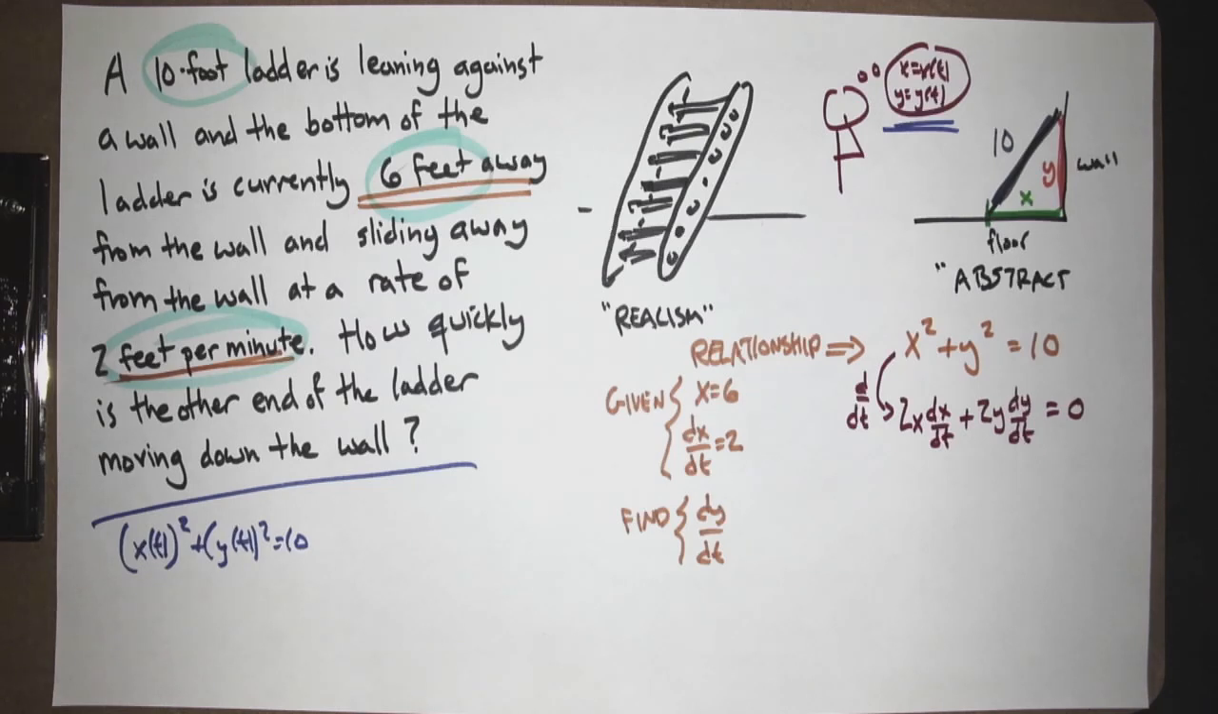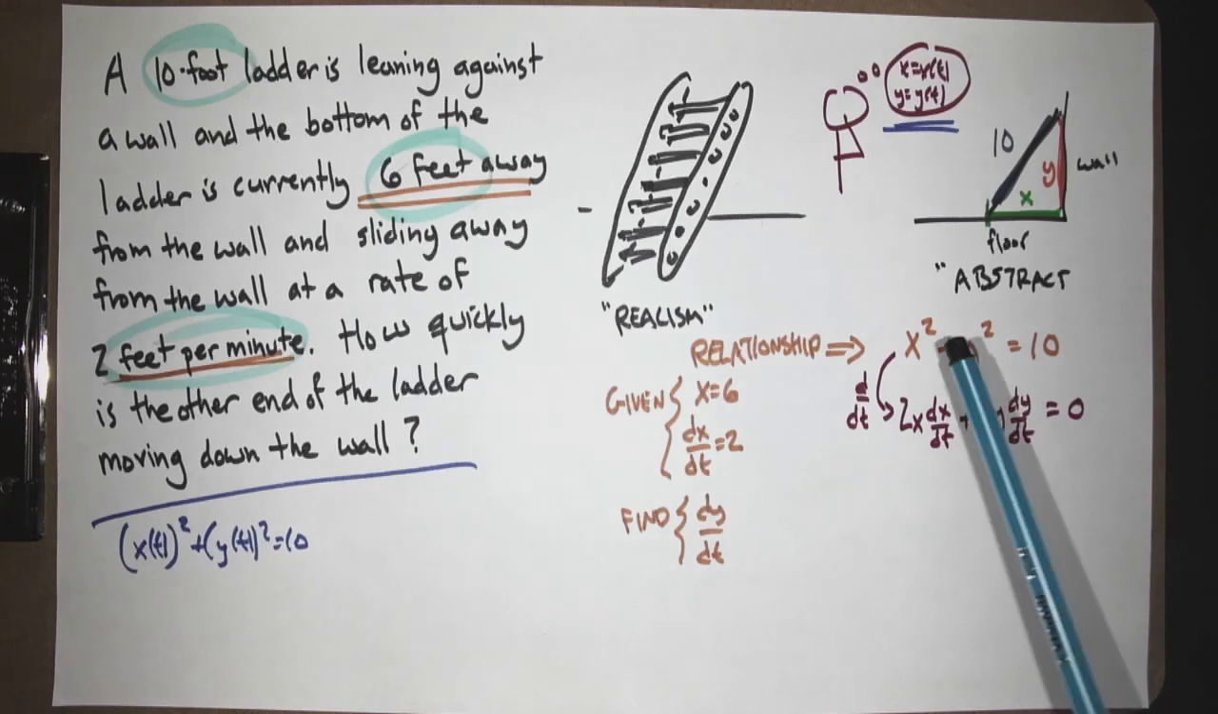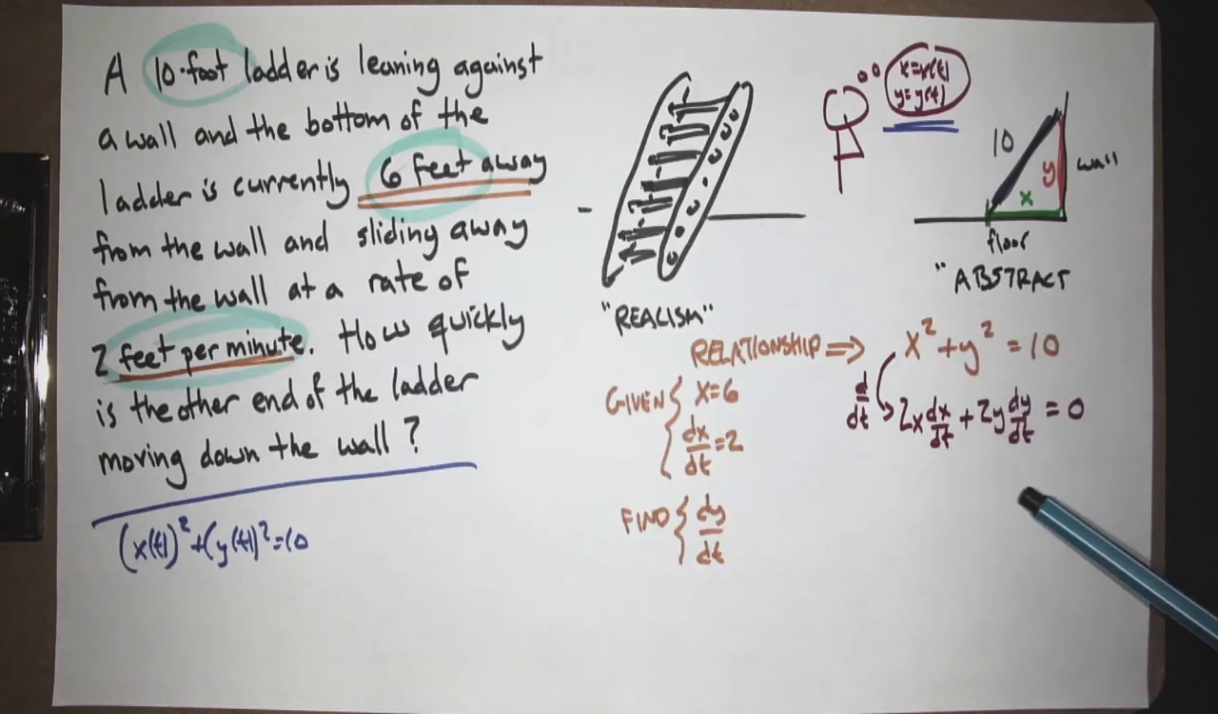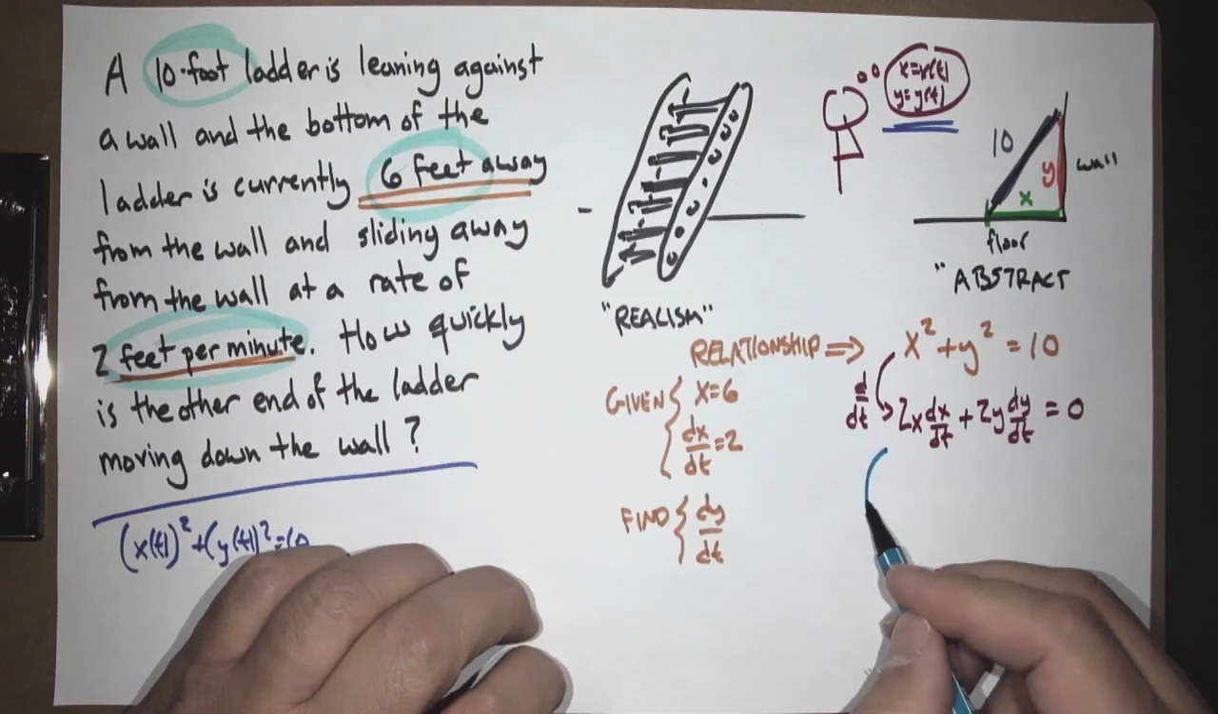So we found a relationship in step 1. Step 2 is to take a derivative, and then there's one more step: plug in what you know, solve for what you don't. Okay, so what do we know? We know x, we know dx/dt. So here we go, plug in.